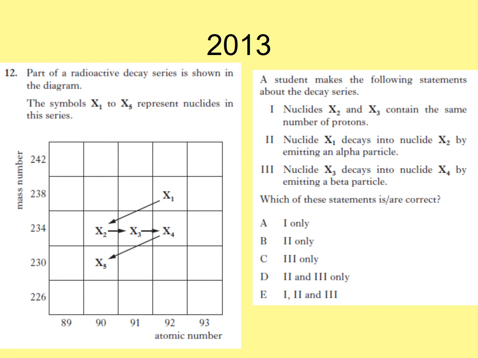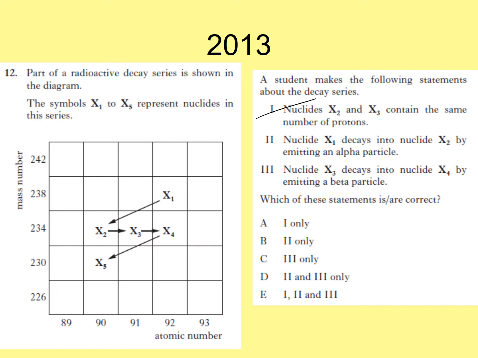So statement number 1 says nuclides X2 and X3 contain the same number of protons. Well, we look at X2 to X3 and we can see that we have the mass number being exactly the same, which is true. However, the atomic number has changed. It's gone from 90 to 91. Therefore, the number of protons cannot be the same. Statement 1 is incorrect.